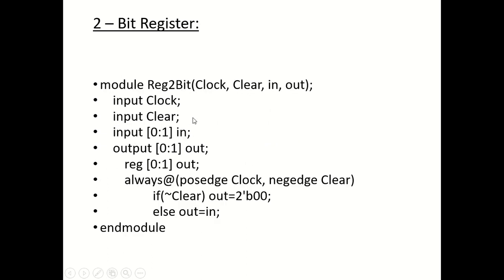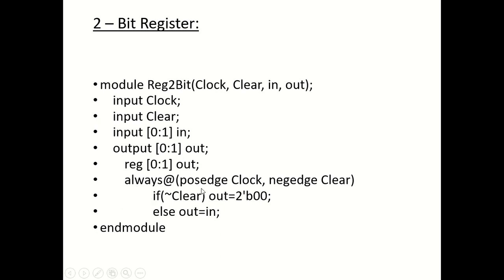And this is a 2-bit register. This is also a storage element. Your inputs are clock, clear, and the input, and the output is 2 bits, written as 0 to 1. Since it's a 2-bit register, as the name itself mentions, we are writing it as 0 to 1. If it is an n-bit register, then 0 to n minus 1, because we are including 0 here. So 0 to n minus 1 counts for an n-bit register.